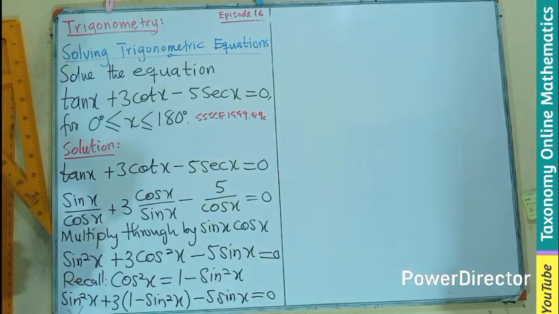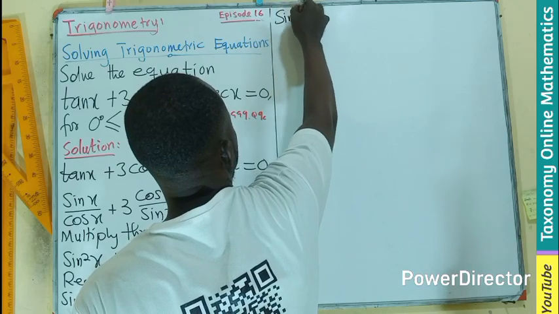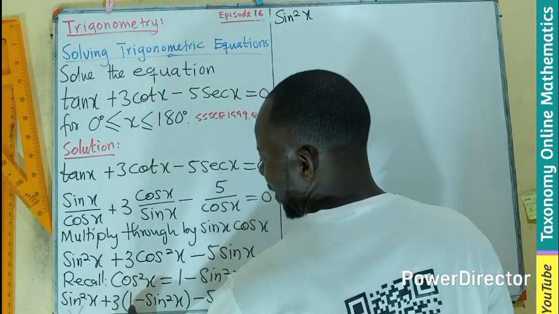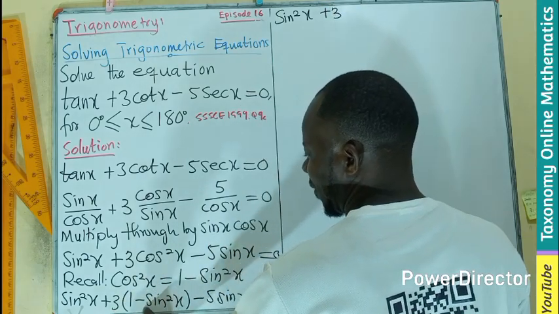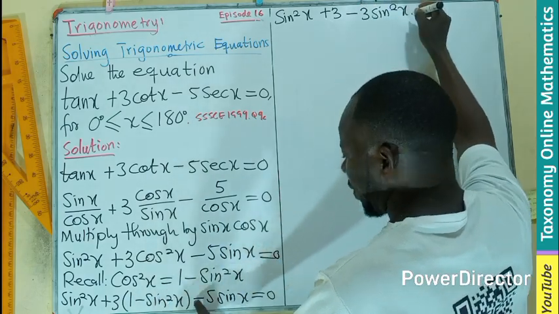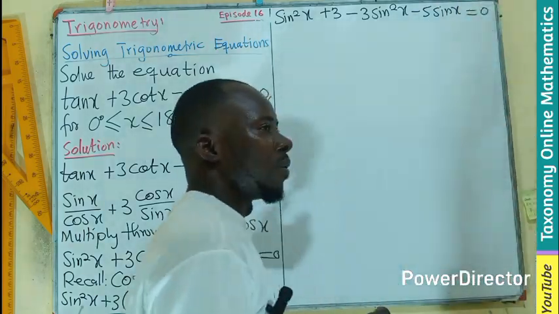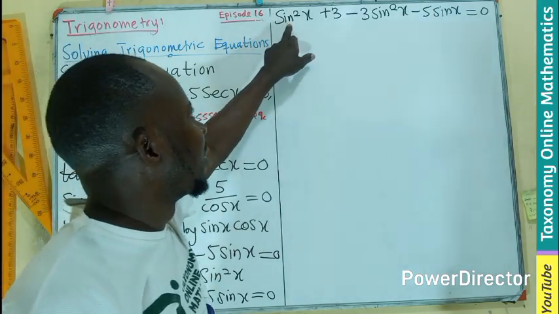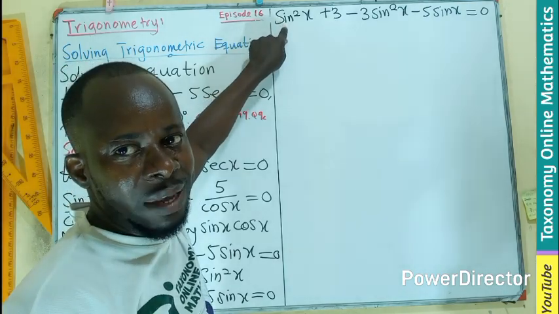Equals what? 0. I guess we are moving step by step. Sine, sine, sine. Now we are all having the same function. So we need to open this bracket. I have my sine square x from the first part. 3 times 1 will be 3, so plus 3. 3 times this, which is negative, so negative 3 sine square x. Then minus 5 sine x still equals 0. Alright, now I am seeing sine square, sine square, sine. We can group like terms. So remember, this is 1 of a sine square x.